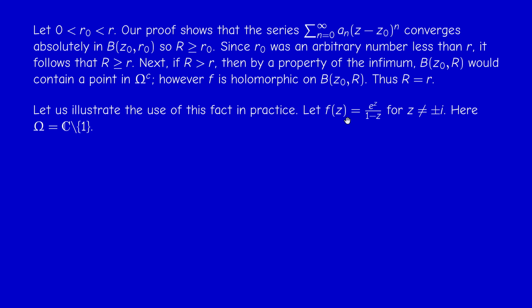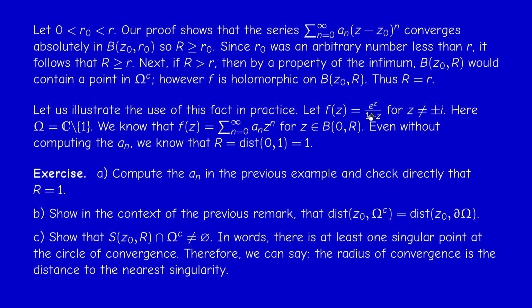Now, what is omega here? Omega is C without 1, because 1 is a point of singularity of F. 1 is a singularity because F is not holomorphic at 1. So without computing anything, we know that the radius of convergence about 0, let us say, is the distance from 0 to the complement of omega, which means to 1. The distance from 0 to 1 is 1. So I know that R equals 1 without computing anything.